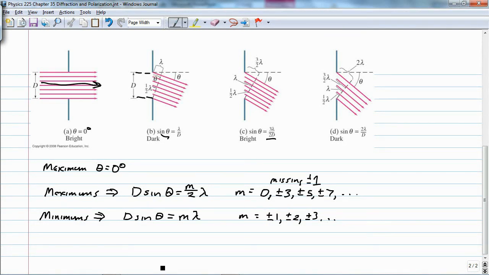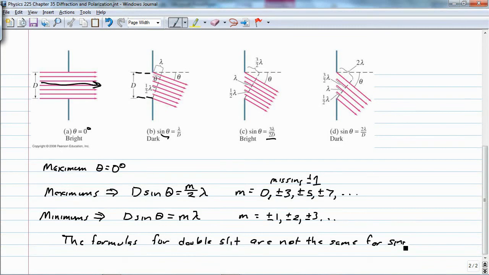So now we can calculate and find the minimums and maximums based on a single slit, but just remember that the formulas for double slit are not the same for single slit. Don't get those messed up.